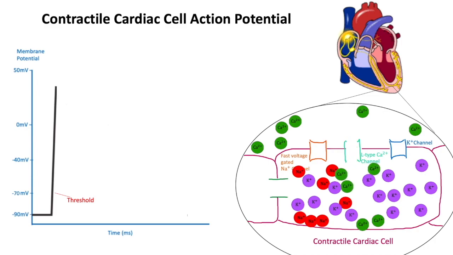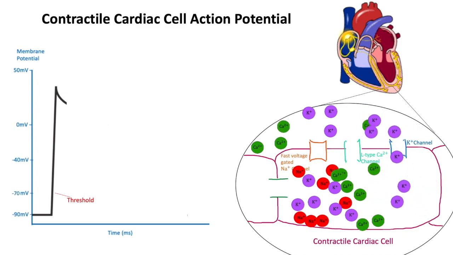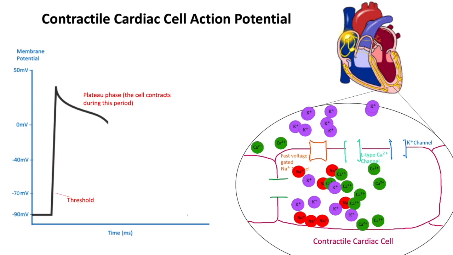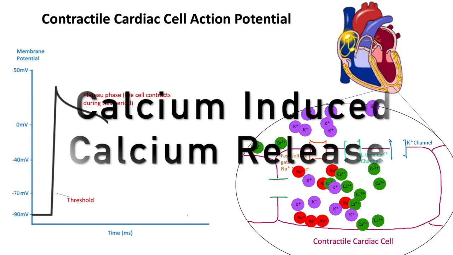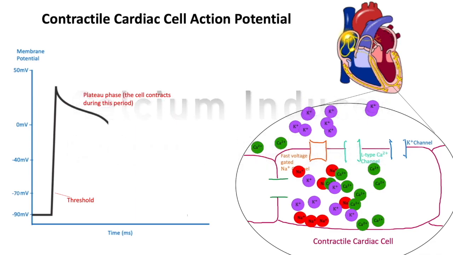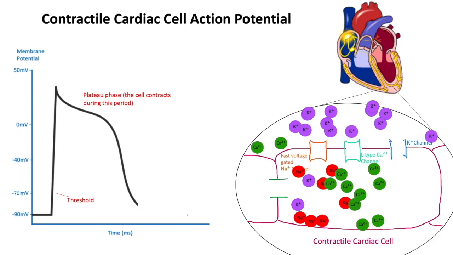Then at the peak, voltage-gated potassium channels open, causing potassium ions to move out slowly. This causes a slight repolarization until potassium exit balances calcium entry. This generates a plateau phase. It is during this phase when the cardiac cell contracts. It achieves contraction via a process called calcium-induced calcium release, which also makes use of L-type calcium channels. Calcium channels close, and net exit of potassium allows the cell to be repolarized. Ion pumps allow the original ion gradients to be restored and the process to be repeated.